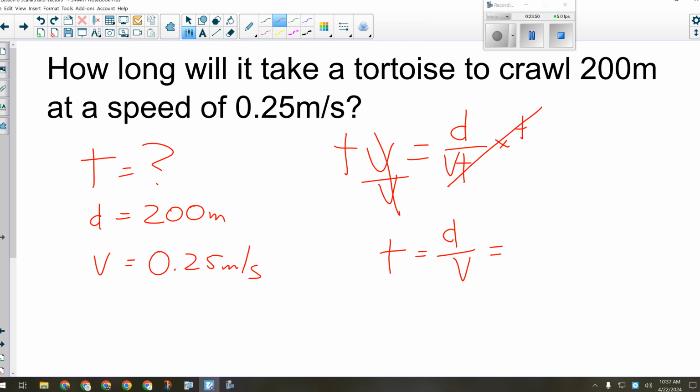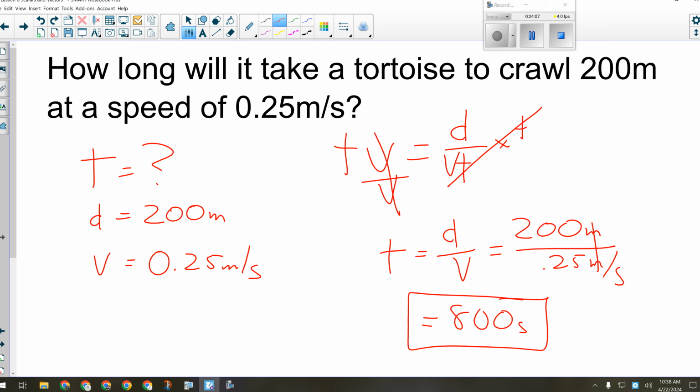Now if I plug my numbers in, I'll have 200 meters divided by 0.25 meters per second. The meters are going to cancel. I'm going to be left with seconds, and I'm going to be left with 800 of them, in fact. Okay, 800 seconds is like 15, 17 minutes, something like that. Is that a long time? Takes a pretty long time for a tortoise to flop its way along 200 meters. Okay. All right, questions on that one?